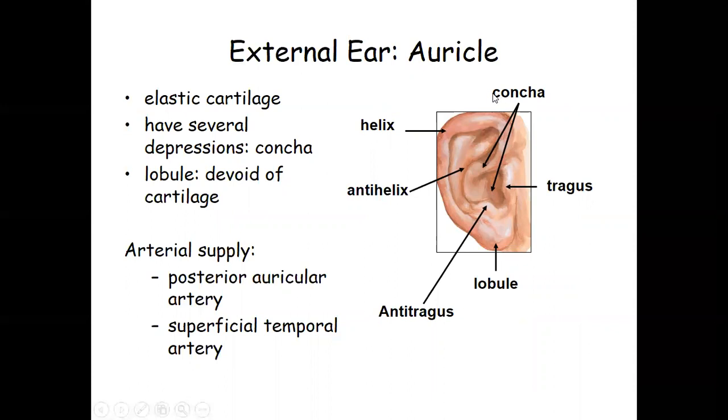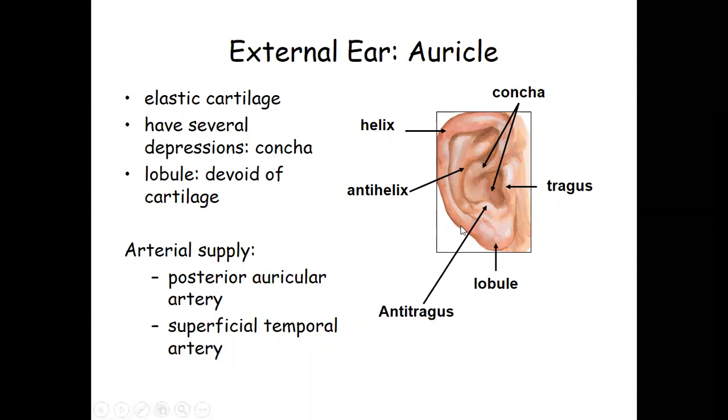Now we're going to discuss deeply each of the components that I have mentioned just now. The external ear. We start by discussing the auricle. The auricle is an elastic cartilage. And the auricle has several depressions, and this depression is known as a concha. You can see here, these are the depressions we have on the auricle. Maybe you can feel it on your own ear.